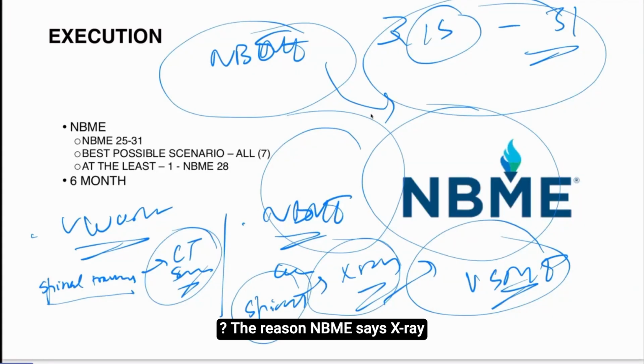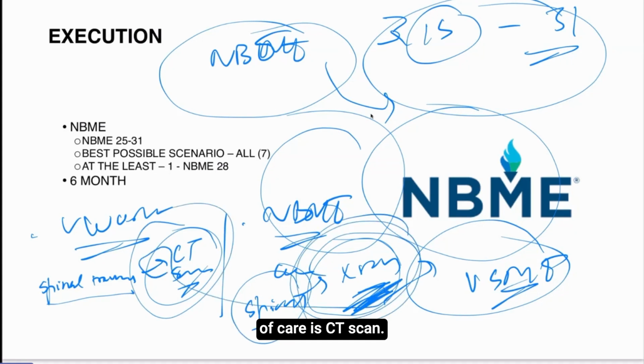The reason NBME says X-ray is because it's cheaper and it's better to get that first, but the standard of care is CT scan. So just knowing that, I think, is very important. Just how the NBME question writers think is they're training you on affordability as well. So you're also asking what is the best evidence-based next step, plus what would also be an affordable step here.